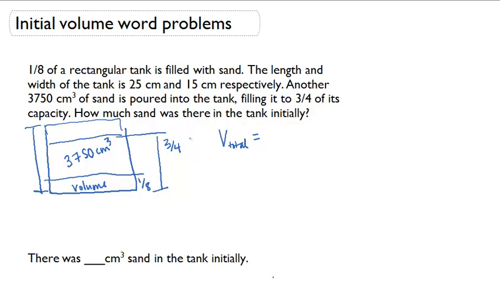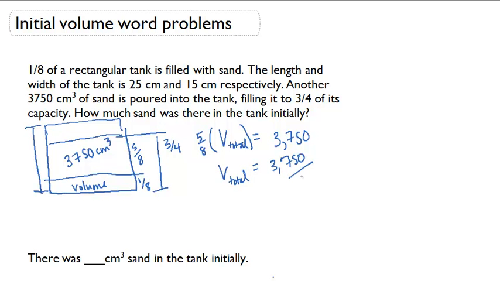We know that if I take that volume and multiply it by 5/8, I'll get 3,750. You're probably wondering where I got 5/8 from. I simply subtracted 1/8 from 3/4 to get 5/8. So if I multiply 5/8 times the total volume, I'll get the amount of sand that was filled in, this 3,750 cubic centimeters.